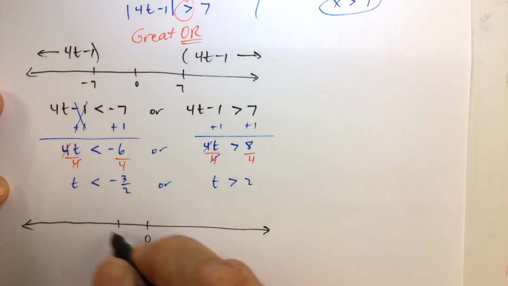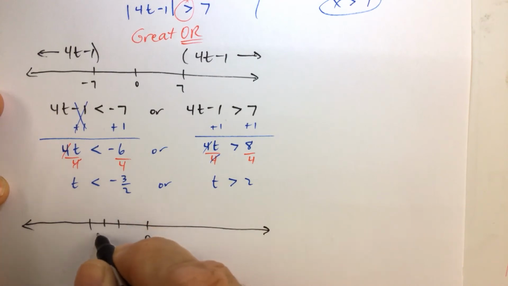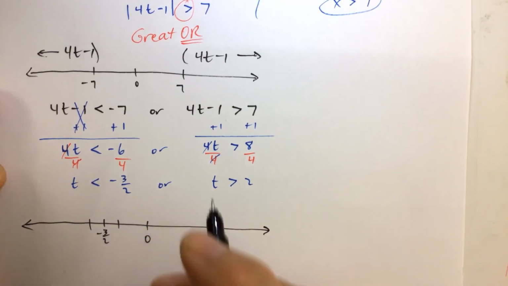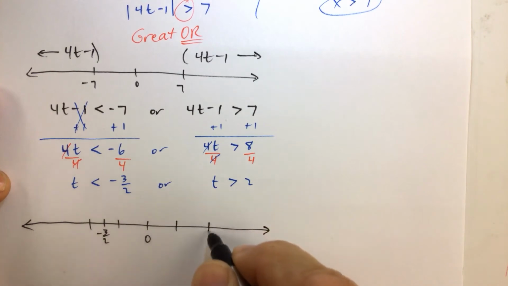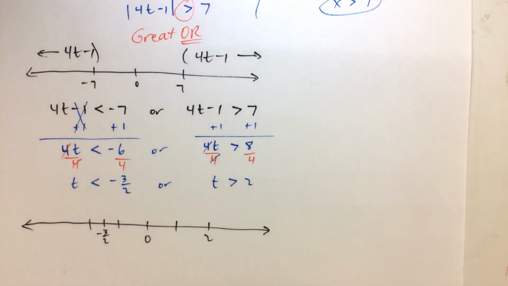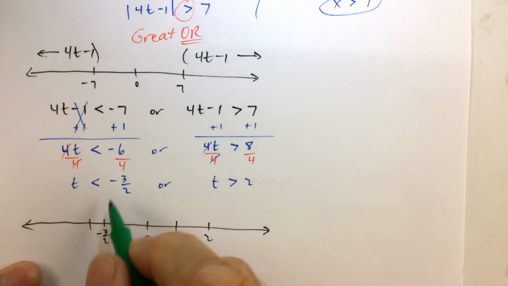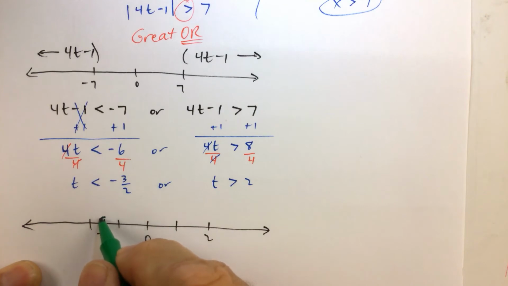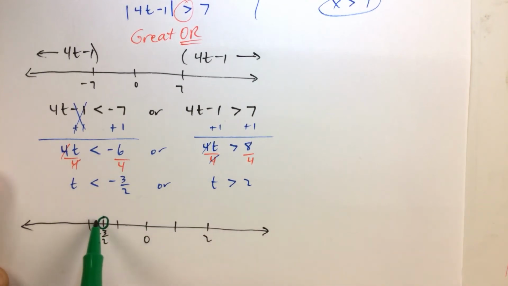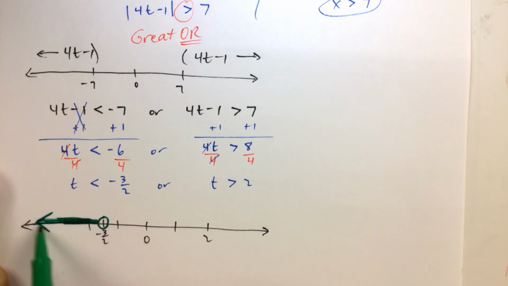So there's negative 1, negative 2, negative 3/2 is right there, negative 1.5. And then we have 2. We'll put a 2 there, and then let's go ahead and draw the graph. Let me go get my marker. So I got my marker, and remember, less than negative 3/2 means an open circle on negative 3/2, and we will shade everything to the left.